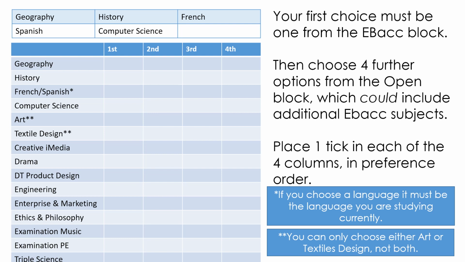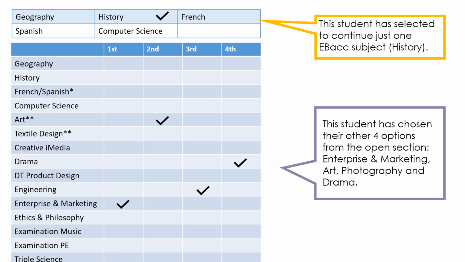You will note here that if a student wants to do art, they cannot do art and textiles design. They need to do one or the other. They mustn't tick to do both on the option form. And again with French and Spanish, we've put them on the same option line here, and then we know what subject they're currently studying, and therefore we will allocate them the correct language that they are studying currently in year. So here's an example option form just to talk through.